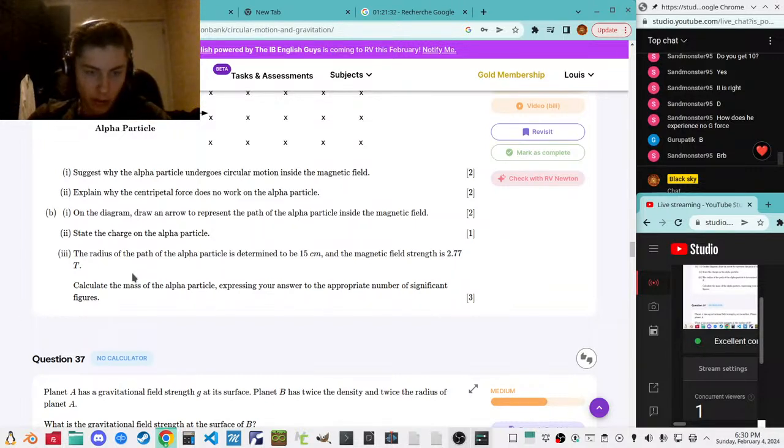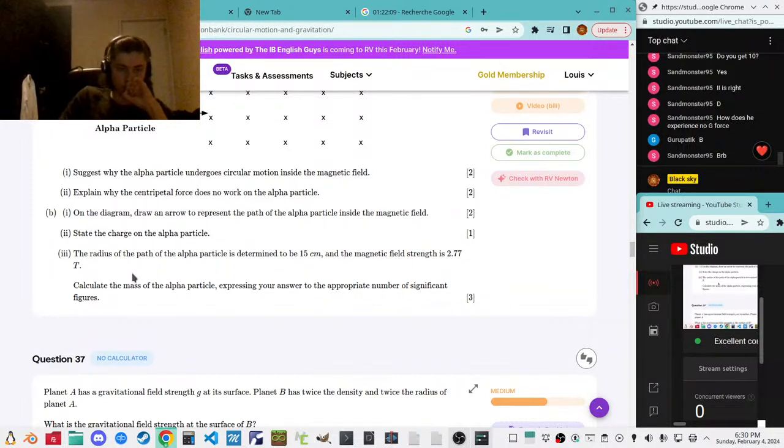The radius of the path of the alpha particle is determined to be 15 centimeters, and the magnetic field strength is this. Calculate the mass of the alpha particle, expressing your answer to the appropriate number of significant figures. Calculate the mass of this particle. Did you just calculate the mass using u?